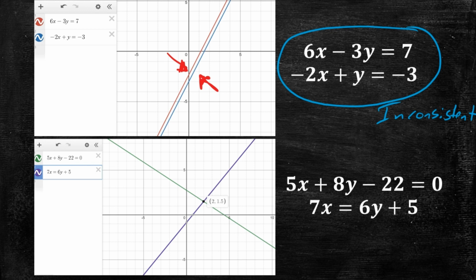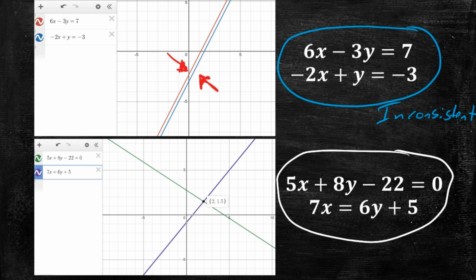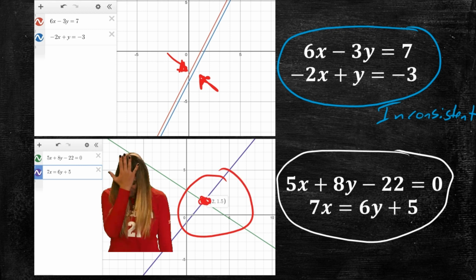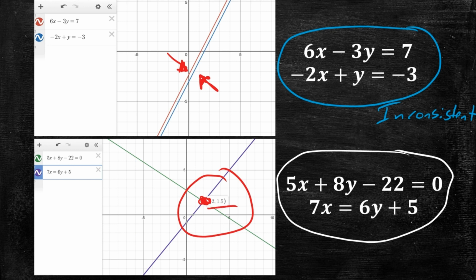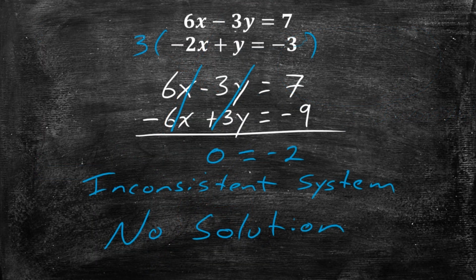So the bottom set of equations here, this was from example number 3. And we can see here that the two lines cross each other right over here at the solution point that we found earlier, which was 2 comma 1.5. Therefore, the answer to our problem here is no solution, and this problem is complete.